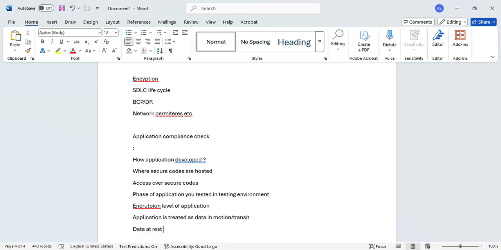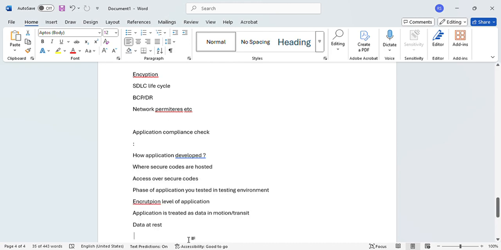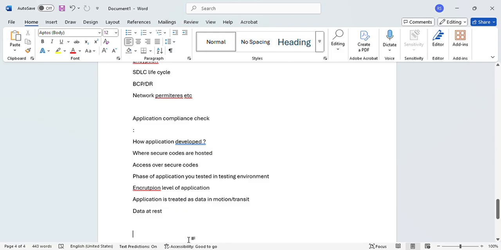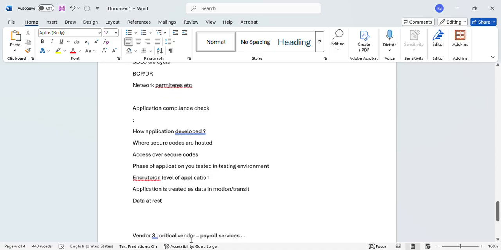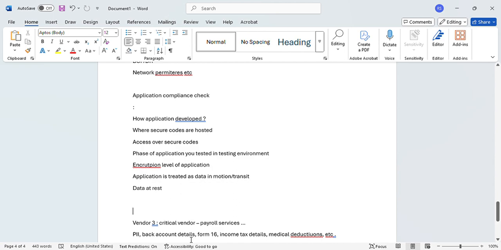So you need to ensure that you check all these things while you are reviewing the application's health, because client data is going to be hosted on their environment. So how the application is behaving, how secure code is hosted, who has access, what phases of the application you have tested, the change requests, the encryption levels, how the application is treated as data in motion and data at rest. You need to review all these things as part of the application compliance check.